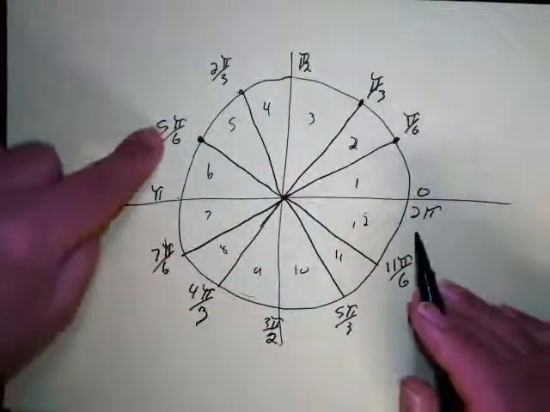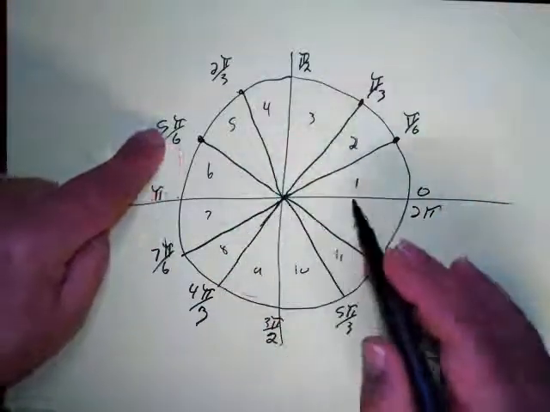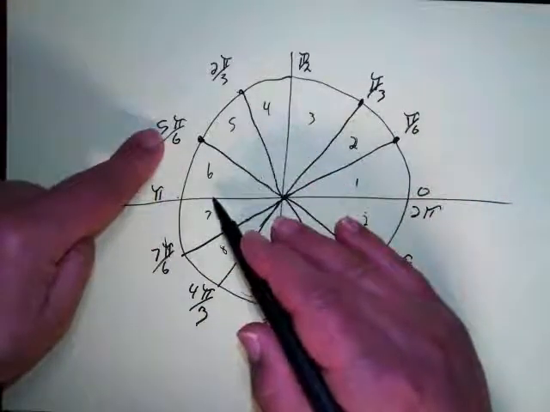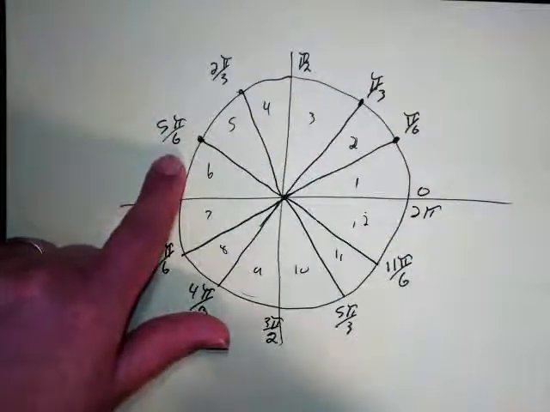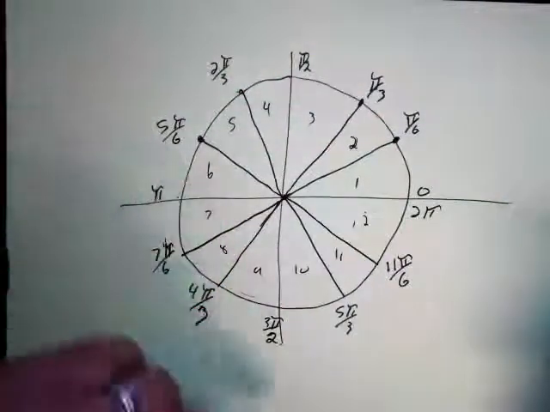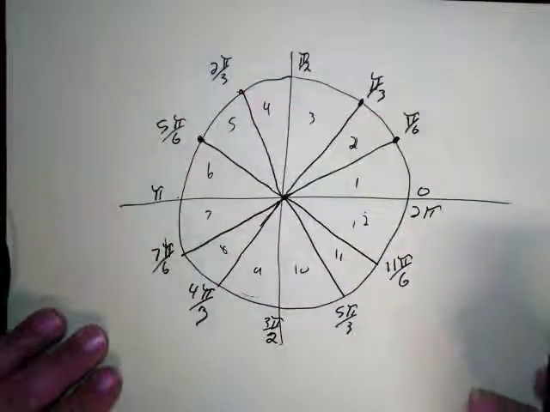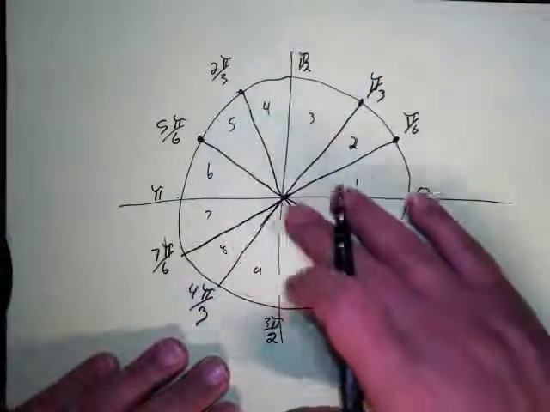Or let's say I want to know what if I go all the way around and then I stop here. Well, there's 12, and then 6 more would give you 18. Back up one, that would be 17 pi over 6. So 17 pi over 6 would be coterminal with 5 pi over 6. Okay? So that's the idea of radians, okay?